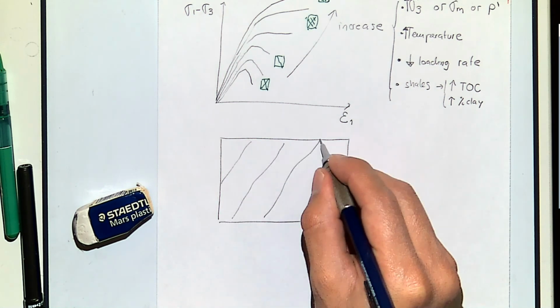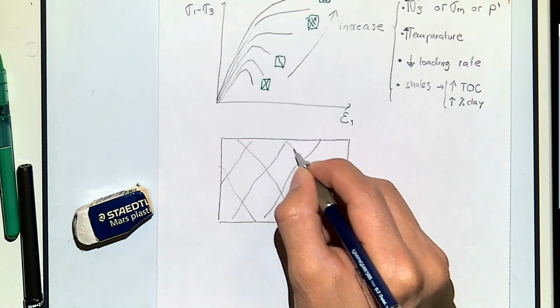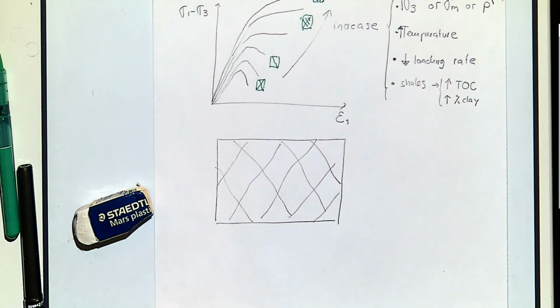Let's imagine a fractured rock mass with brittle rock inside.